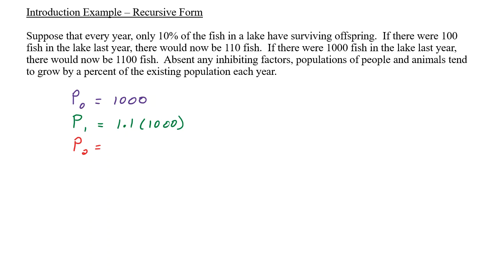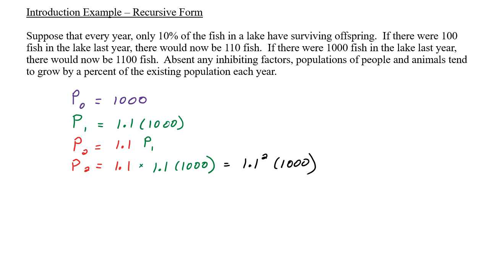So for P sub 2, what did we do? Well, we took 1.1 and we multiplied that by whatever the population was for P1. So what was the population for P1? Let's write that out. So P2 is 1.1 times P1, which was 1.1 times 1,000. So what's really the net result of that? The net result is we took 1.1 times 1.1 times 1,000. So basically 1.1 squared times 1,000.